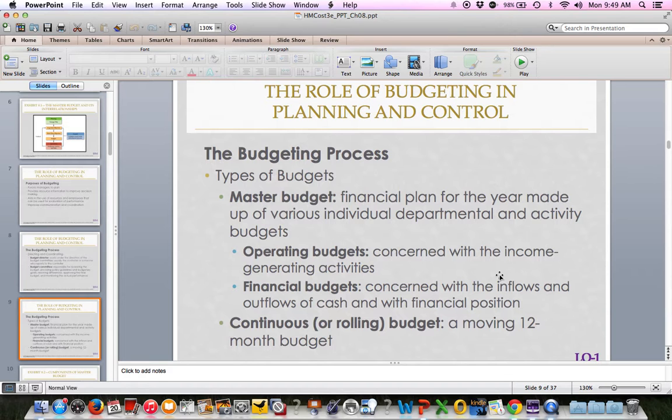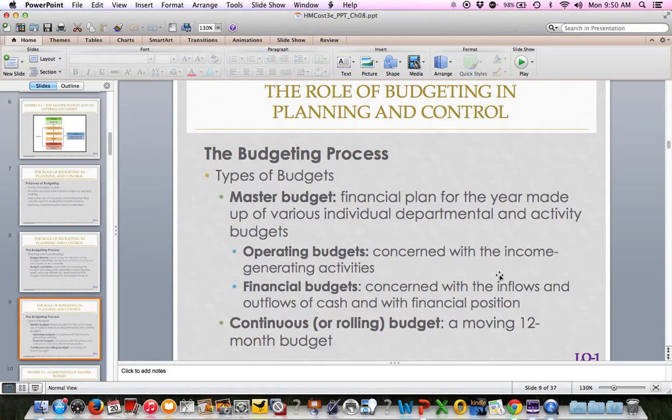We're kind of always thinking like that as individuals, and businesses are no different. You have to budget, but businesses budget not just for revenues and expenses, but really for everything. The master budget really is a financial plan made up of various individual department activity and budgets. So there's a lot of budget within a budget going on here, and we'll talk about those.